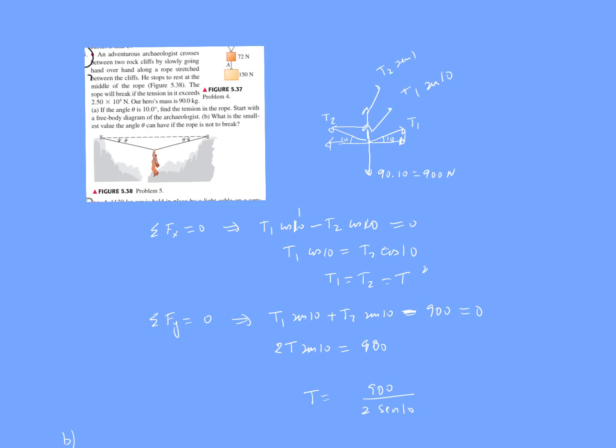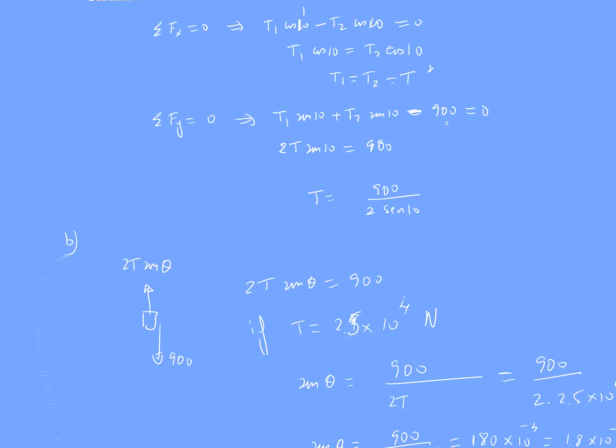So there are 2 forces going up, and 1 force going down, the 900. So what is the sum? T1 sine of 10 going up, T2 sine of 10 going up, 900 going downwards. The sum equals 0. So 2T sine of 10 will be 900. So what will be T? T will be 900 divided by 2 times sine of 10. The first part of the problem, part A, is solved.